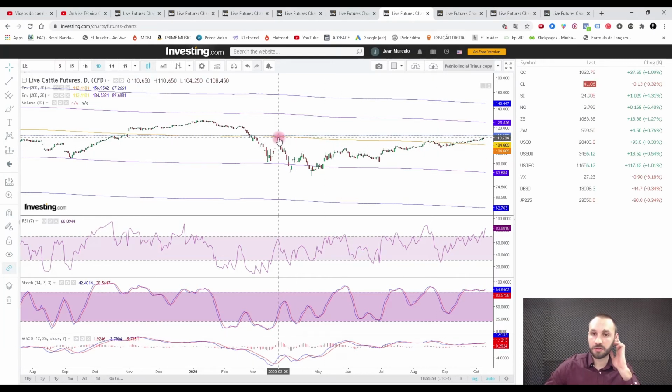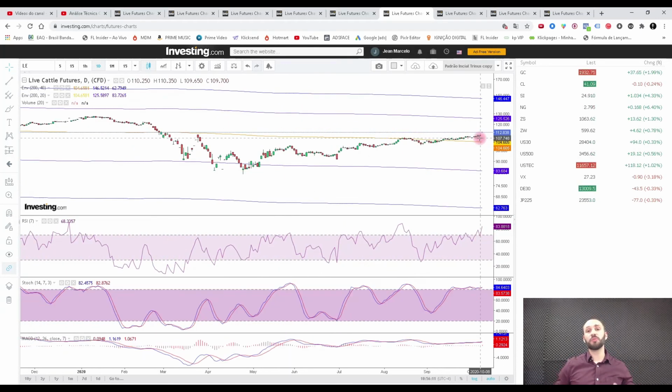In 25 of March we touch the price of 110 and we come down until 85. So we have a movement up, but the indicators tell to us it's a very good moment to sell.